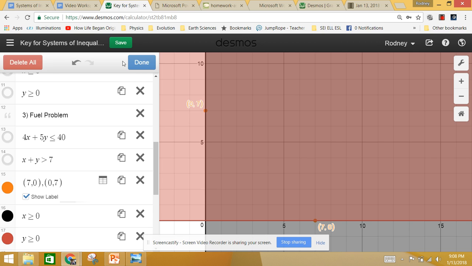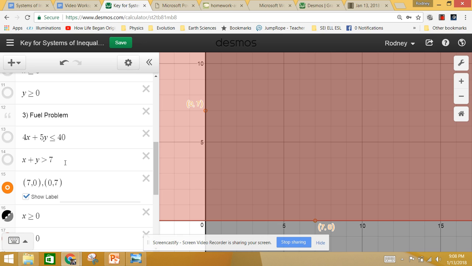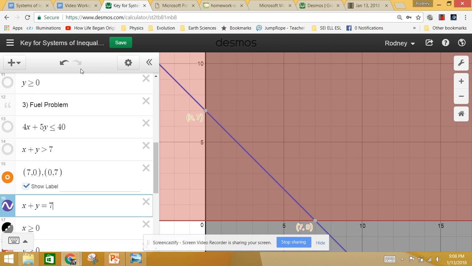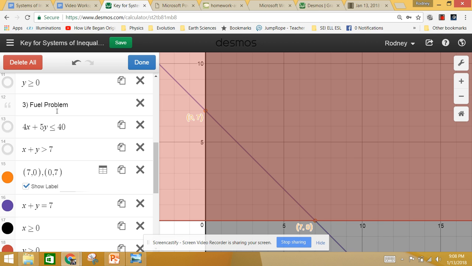I'll go ahead and make them empty holes, since they are not actually allowed parts of the inequality. And then I draw a line through it. I draw x plus y equals 7, and then I make that a dashed line. And there you have the dashed line.